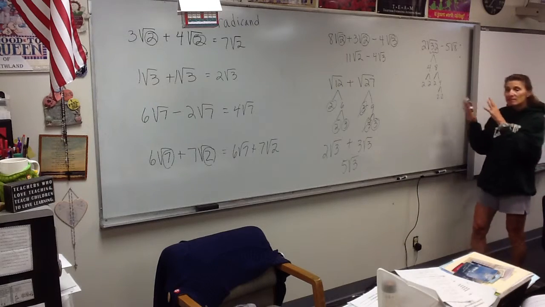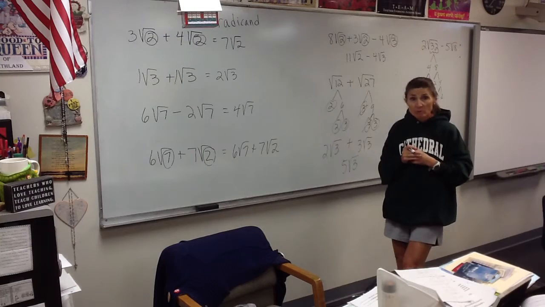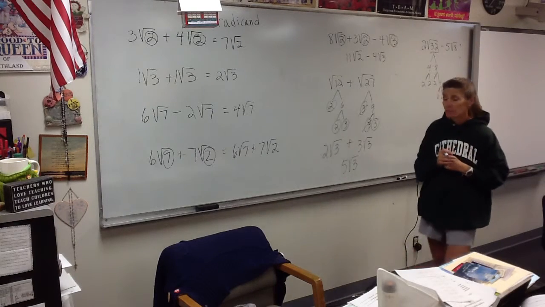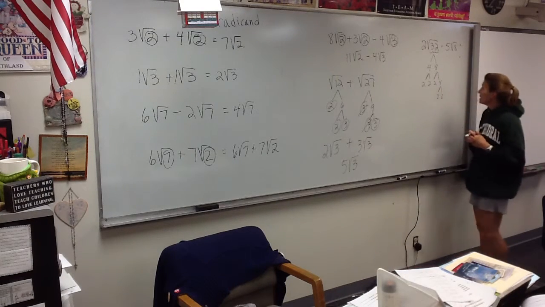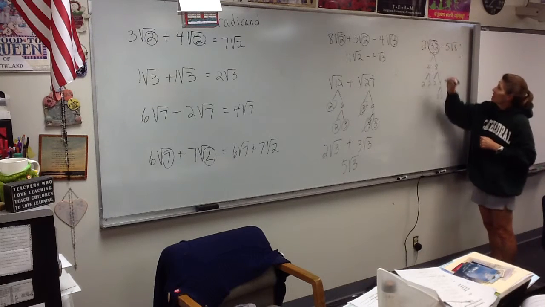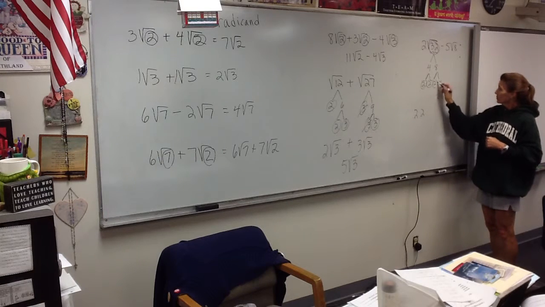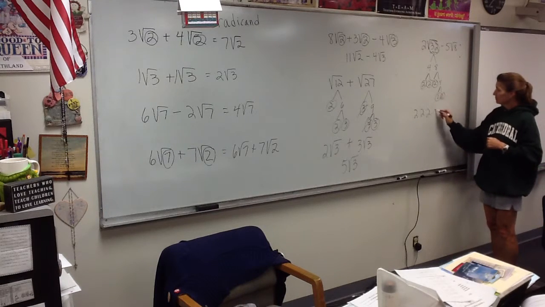Again, if that's confusing to you, please go back and watch the Simplifying Radicals video, and then come back to this one. The prime factors for 32 then, I'm just looking right here. The prime factors are 2, 2, 2, 2, and 2.